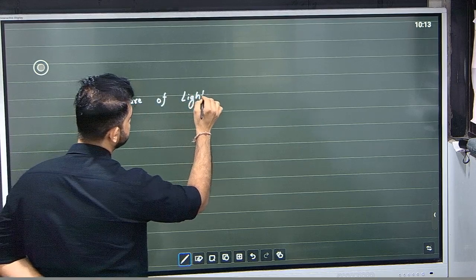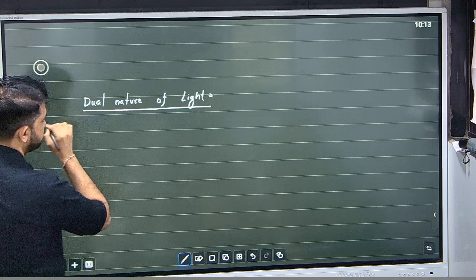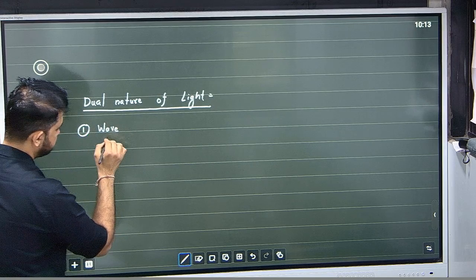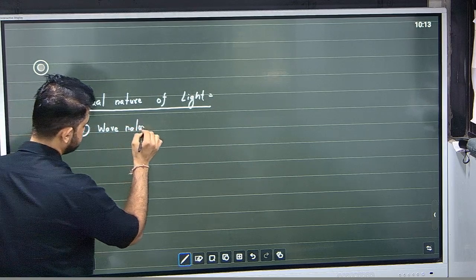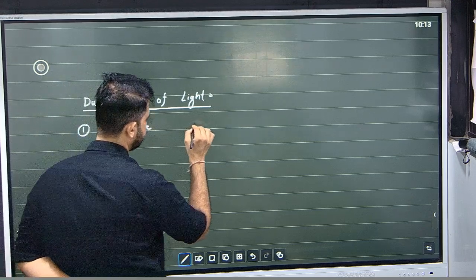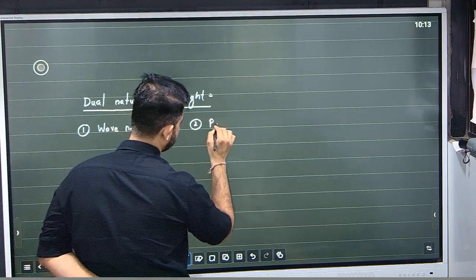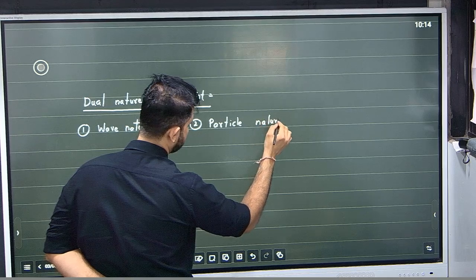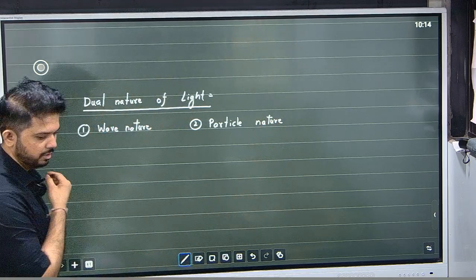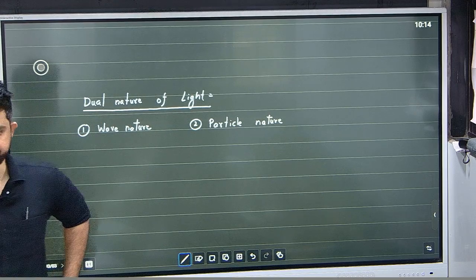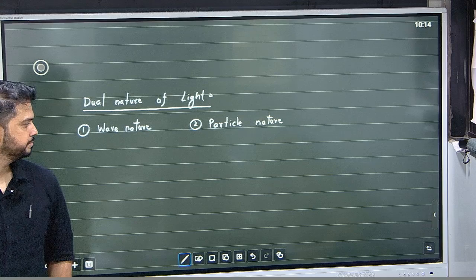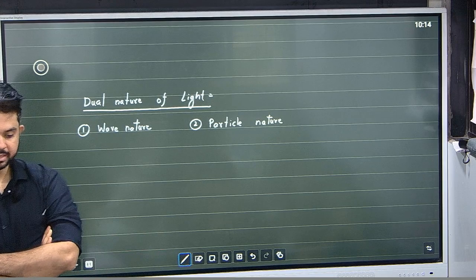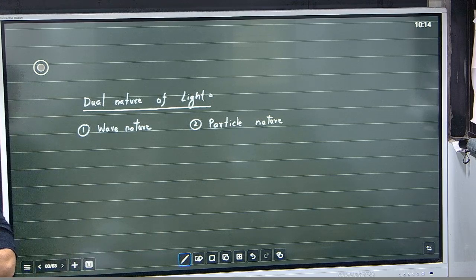Dual nature of light, which is wave nature of light, written on the board, and particle nature of light.